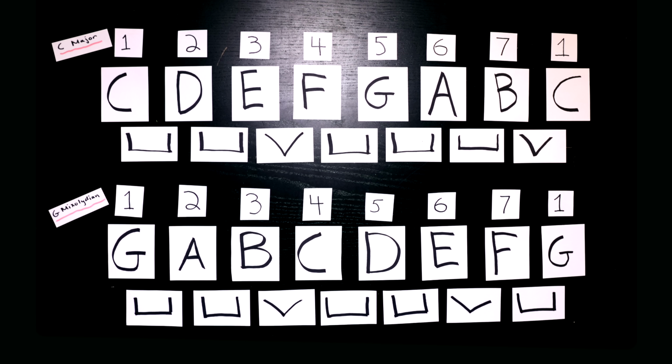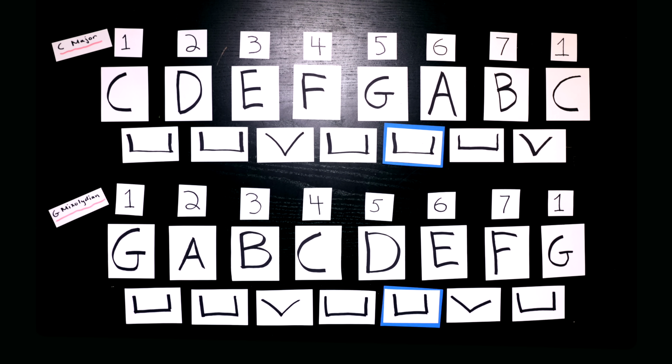In both the major scale and Mixolydian, from the first note to the respective second note, we see that the spacing is a whole tone. From the second note to the third note, again, it's the same thing. Both of them have a whole tone here. From the third to the fourth, it's a half tone. Fourth to fifth, whole tone. Fifth to sixth, whole tone. But here's where things start to change. From the sixth note to the seventh note in the major scale, we have a whole tone. But from the sixth note to the seventh note in Mixolydian, we have a semitone.